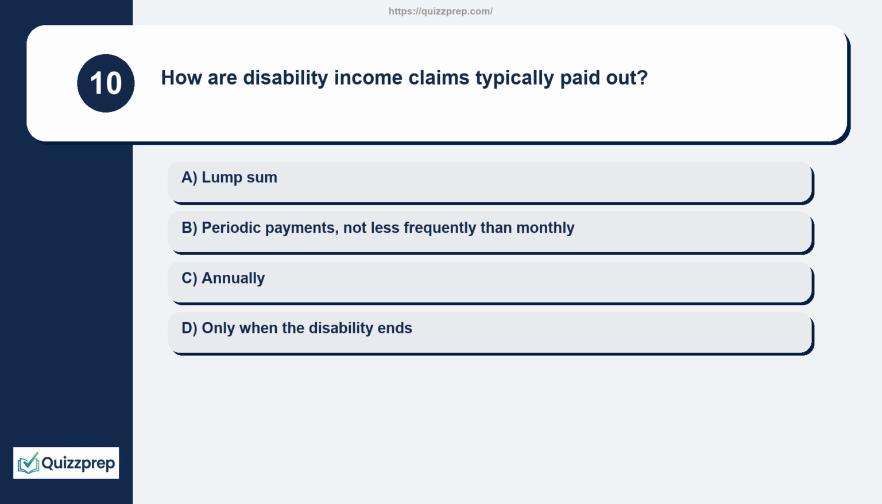Question 10. How are disability income claims typically paid out? Lump sum, periodic payments not less frequently than monthly, annually, only when the disability ends.